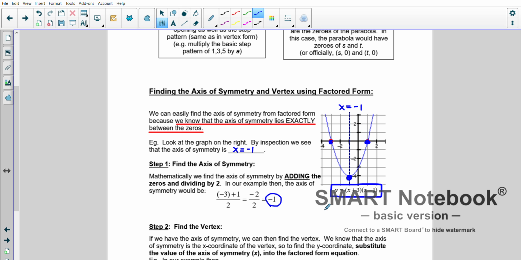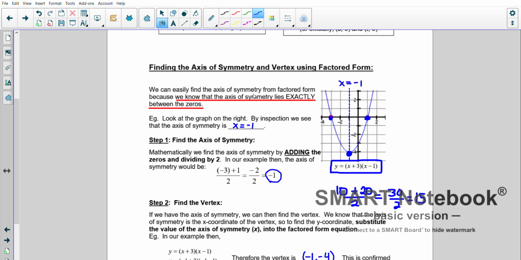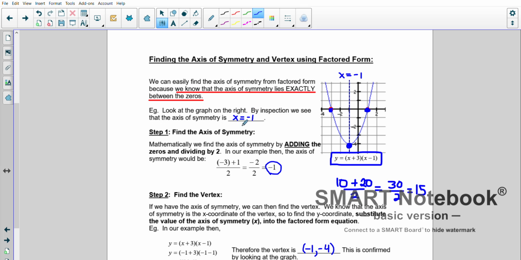If I wanted to know the middle number between 10 and 20, we know it's 15, but how could I get it mathematically? I would take 10 plus 20 and divide it by 2. So I would get 30 divided by 2, which would equal 15. That's how you get the middle of two numbers. So if I want the middle value between these two zeros, which I know is part of the vertex, I average the zeros, and that's why this process that I'm describing is called averaging the zeros.